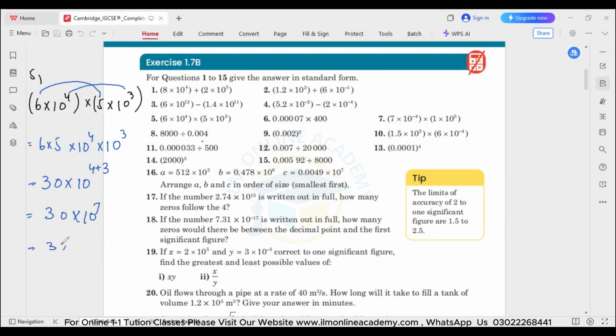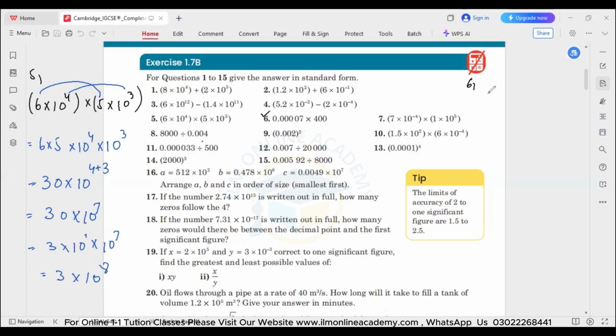So 30 you can make as 3 times 10 power 1, and this 10 power 7 as it is. So 7 plus 1 will give you 10 power 8. Like at the end, I converted this 30 into 3 just to give you an answer in a standard form. Okay, so you can check, it's really easy to work with multiplication as well.